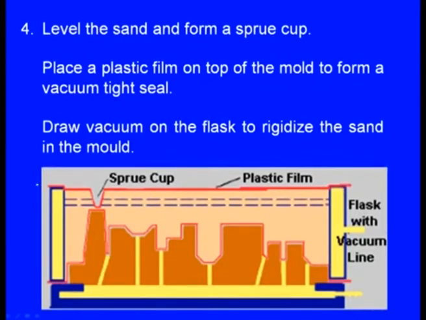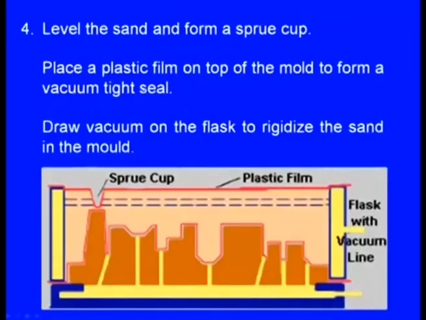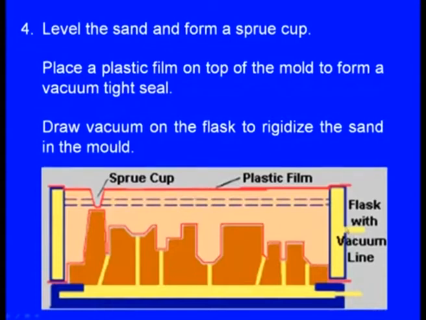You can see here it is sealed, and this side also it is sealed. Previously we used another polymer sheet. That is also sealed to the molding box, or the special molding flask, and on all 4 sides the polymer sheet is closely sealed. Now, place a plastic film on the top of the mold to form a vacuum tight seal. Draw vacuum again, apply the vacuum on the flask to rigidize the sand in the mold.